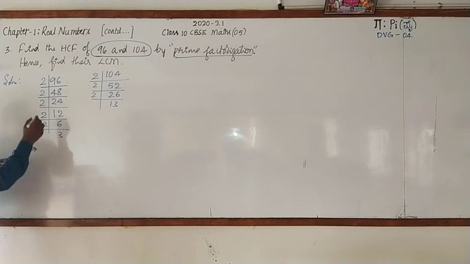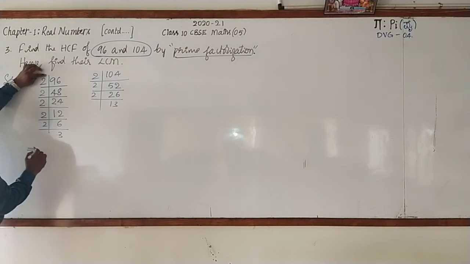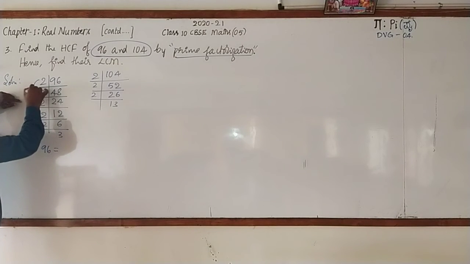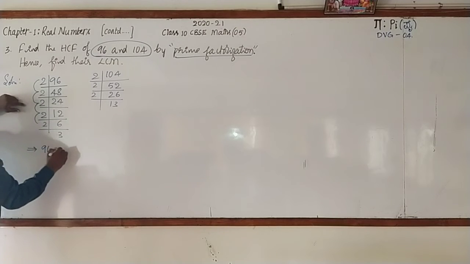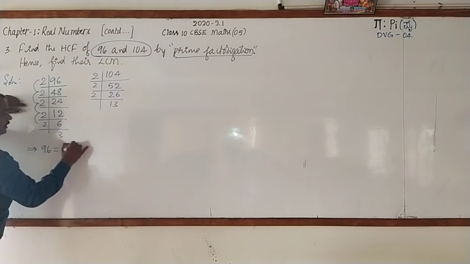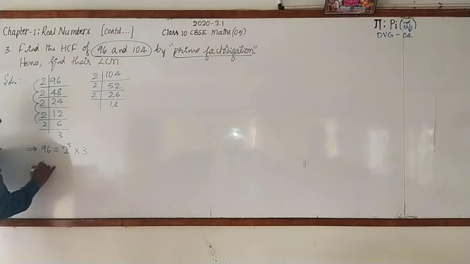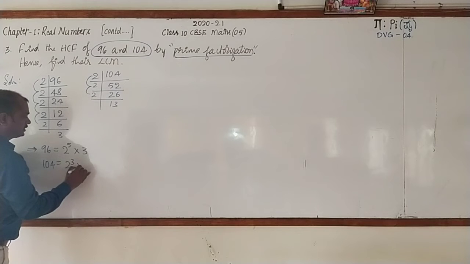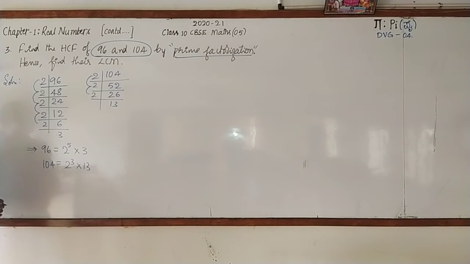Let us write the prime factorization of both. The first one is 96. 2 is repeated how many times? 1, 2, 3, 4, 5 times. So 2 raised to the power 5 into 3. 104 is 2 repeated 3 times into 13.